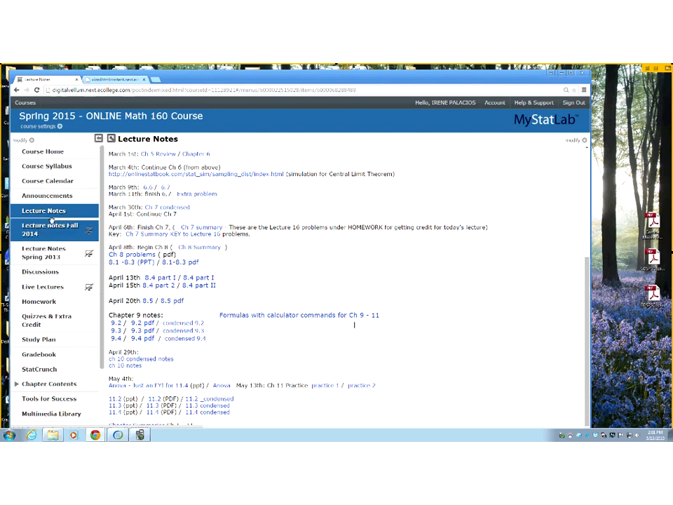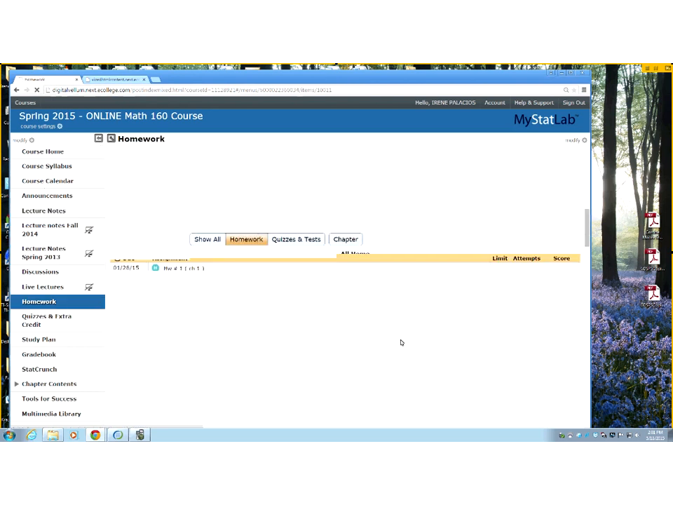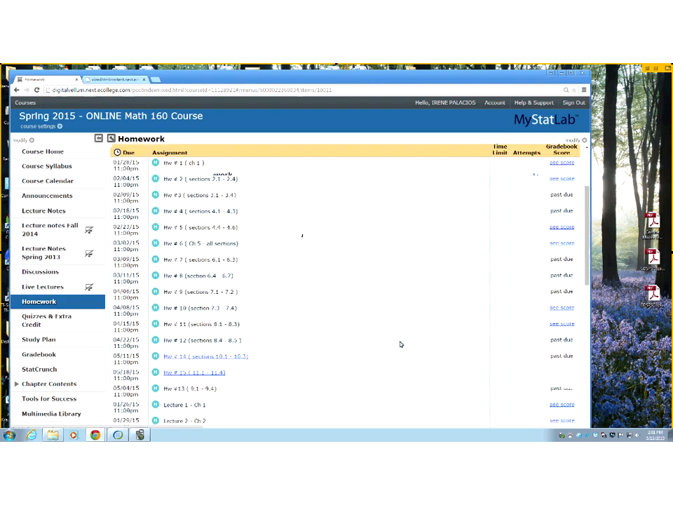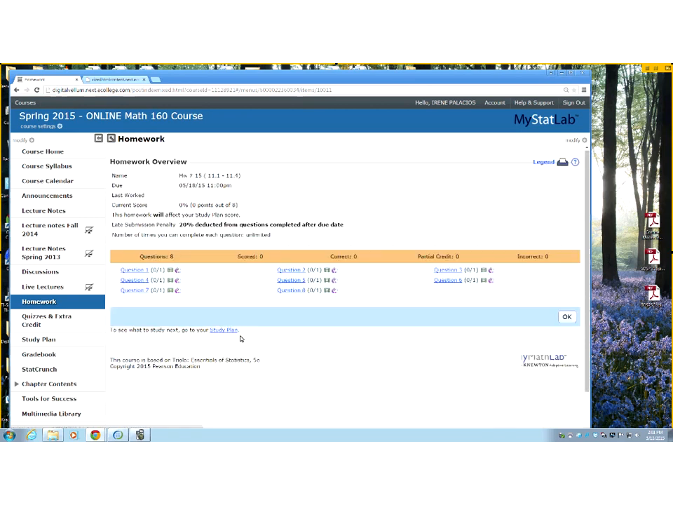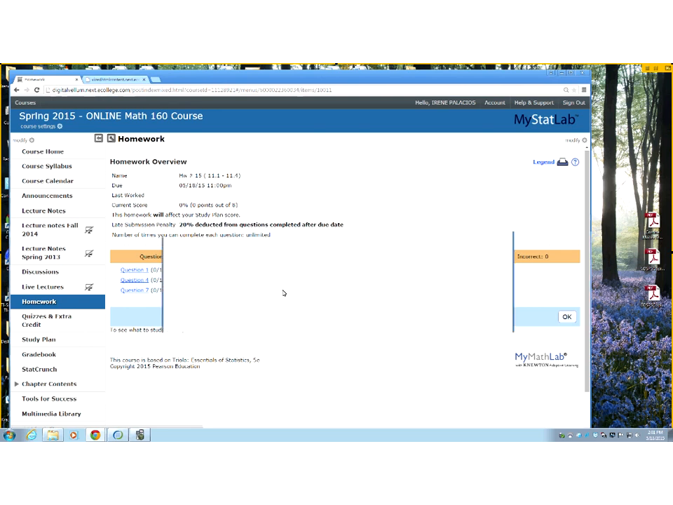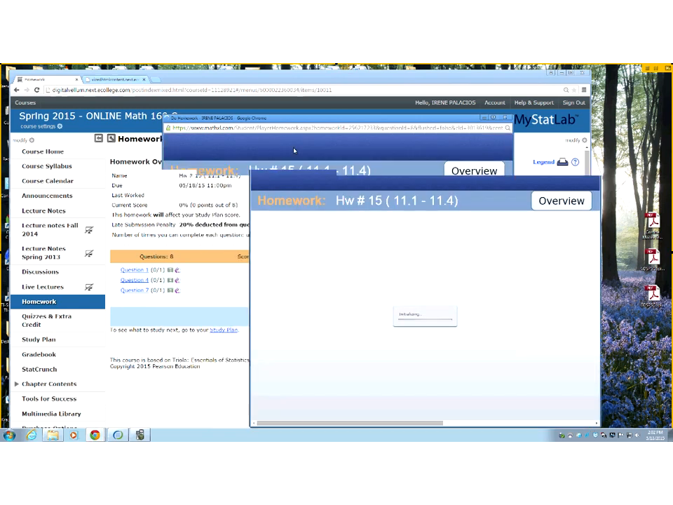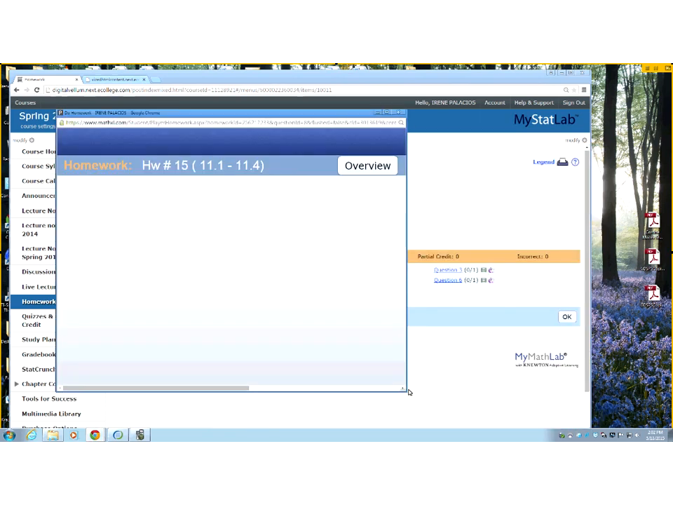And under homework, I've already assigned homework number 15. I'm done with 11, so you can finish this, although it's not due until, well, you still have some time for this. Notice that when you hover on the questions, it tells you where it's coming from. So here's an 11-4 question. When you click on your homework, it opens up.